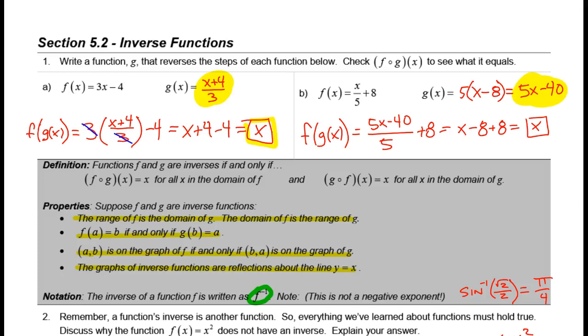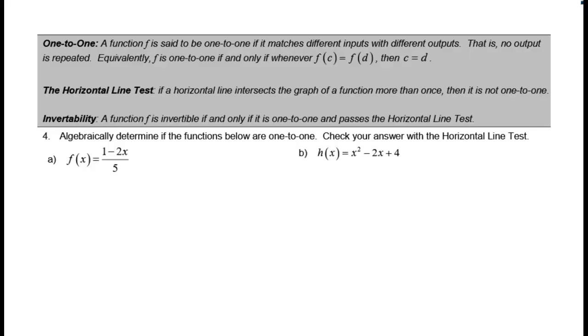Alright folks, we are done with page 1 of the notes. Let's jump into page 2. So page 2 starts off with a bunch of definitions. We're going to talk about one-to-one functions, the horizontal line test, and invertibility.